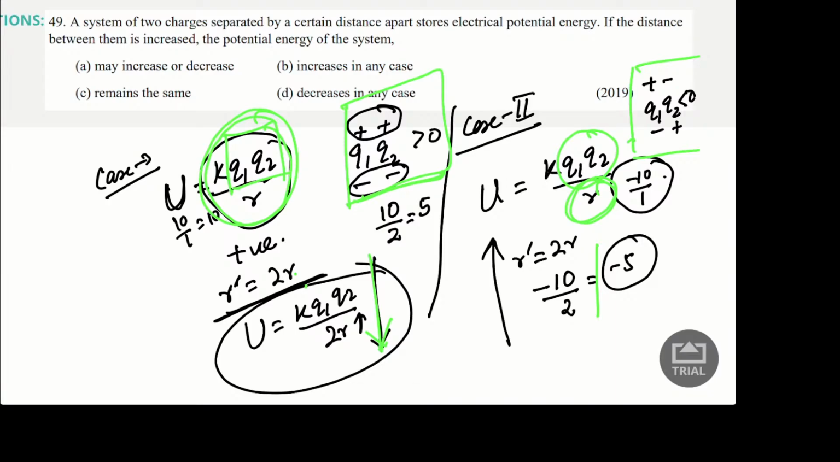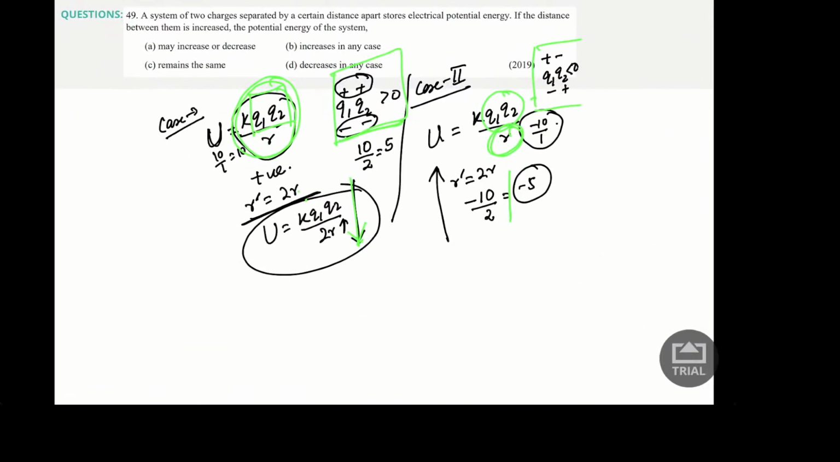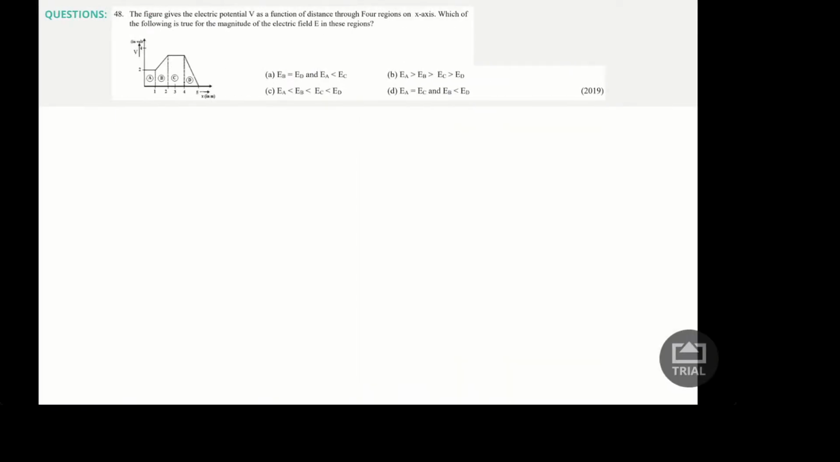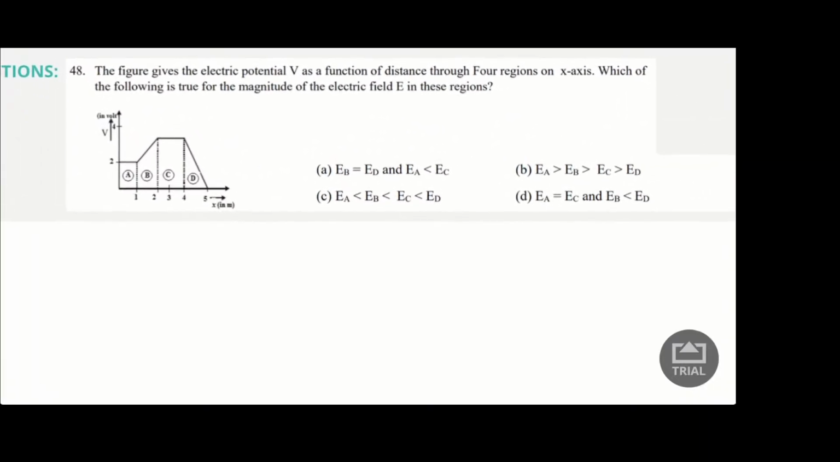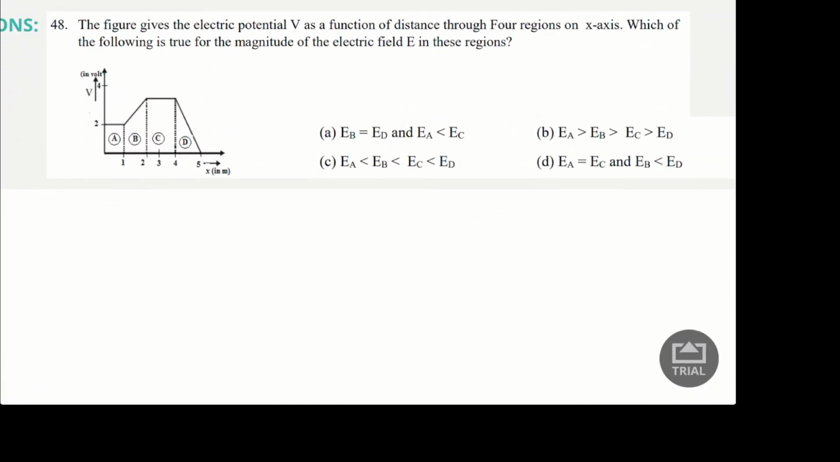Done. Clear? Nobody has doubt. Yes, no. Chalo, good. Can we move on to the next question, kids? Very simple, very easy question to you all. Think about it. 2 minutes timer I'm giving you all. Think about it.